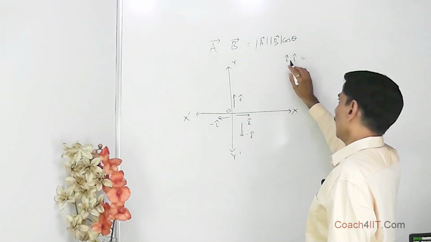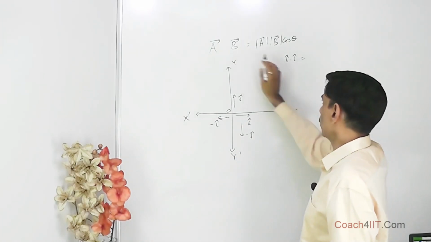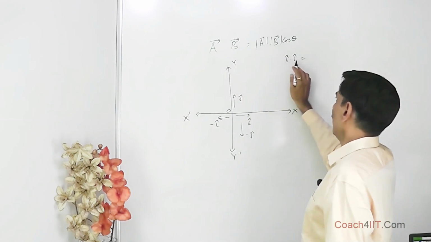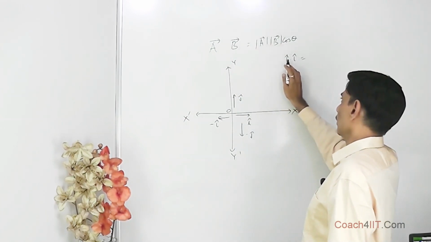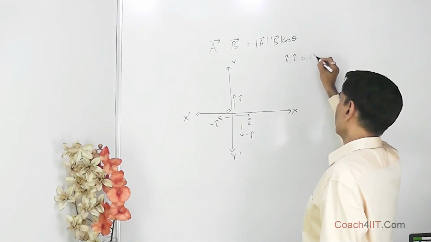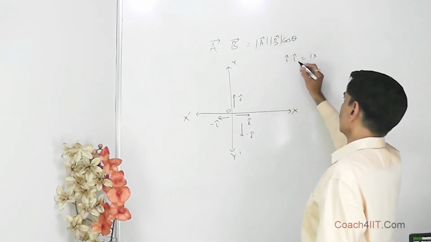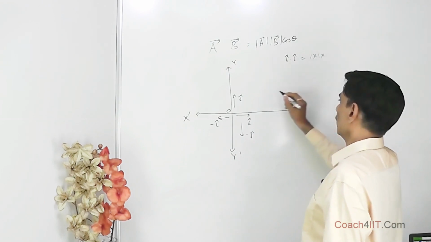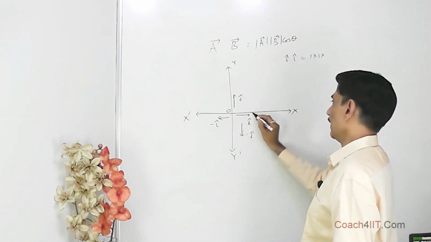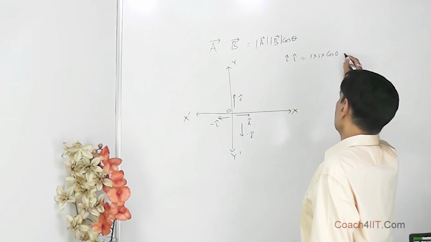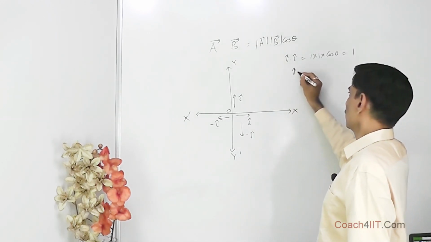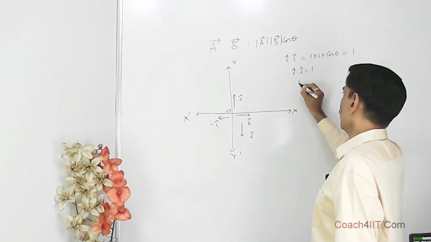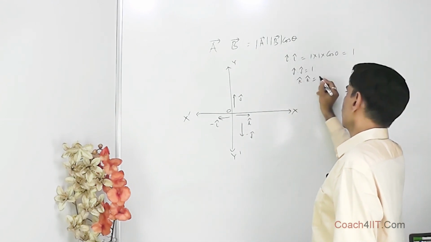So in the dot product I dot I, this I represents A and this I represents B. The magnitude of A is 1, it is a unit vector, into the magnitude of B, once again 1, into cos theta. I is this way, I is this way, so cos 0 is 1, so I dot I is 1. Similarly, j dot j is equal to 1 and k dot k is equal to 1.